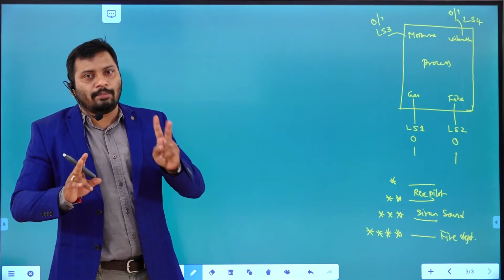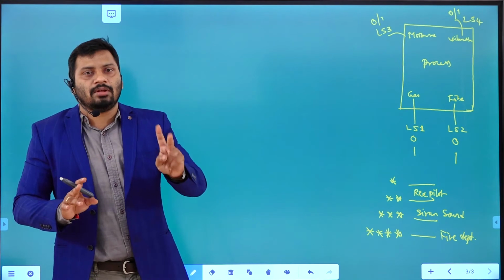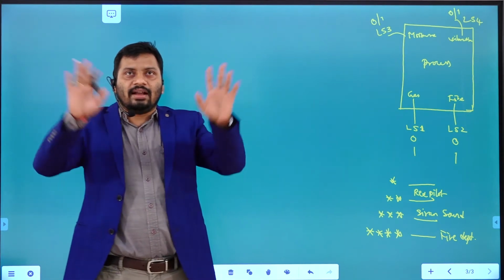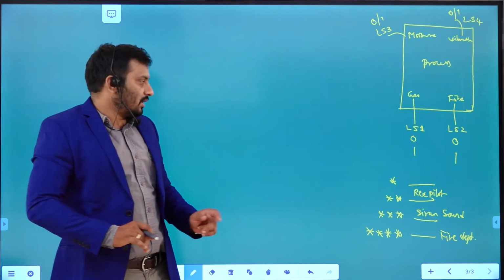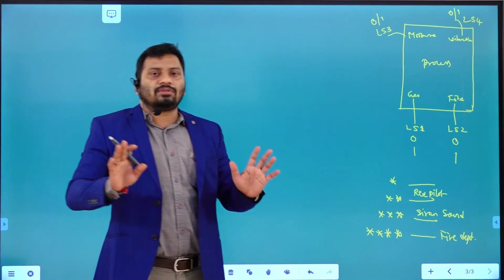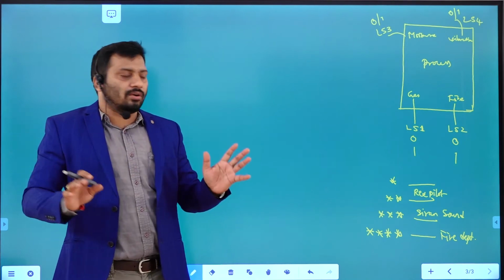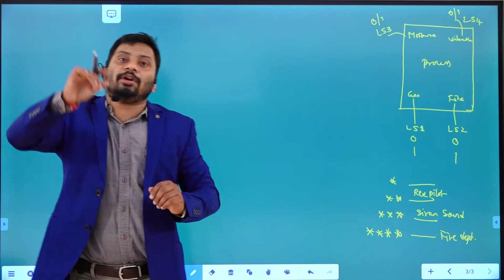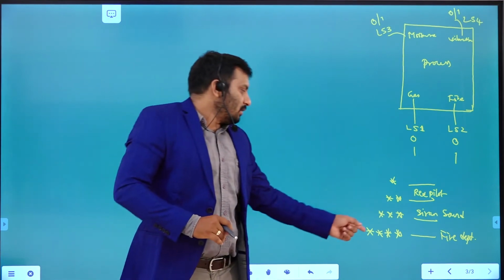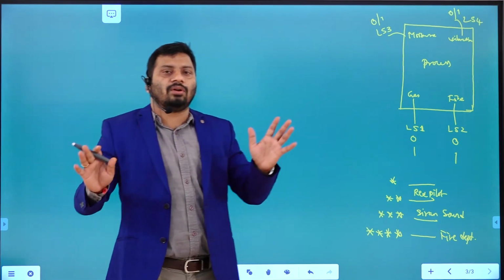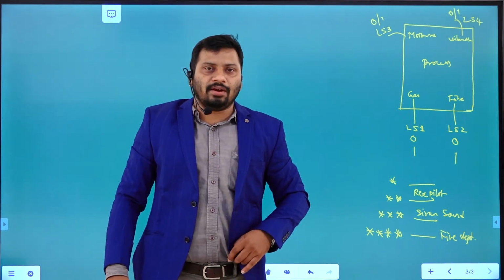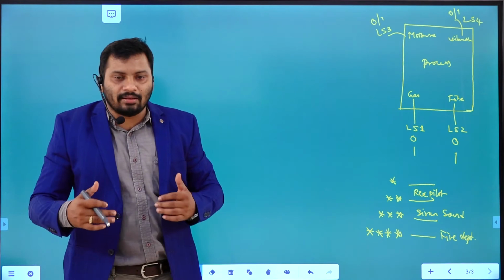So if 2 parameters cross the limit, then I want to give a signal as a red light indication, right? If 3 inputs, that means 3 parameters, are out of control, then I want to provide some siren sound, right? That is a little bit more danger. Now if 4 are out of control, then I want to directly inform the fire department. This is the way I am planning.